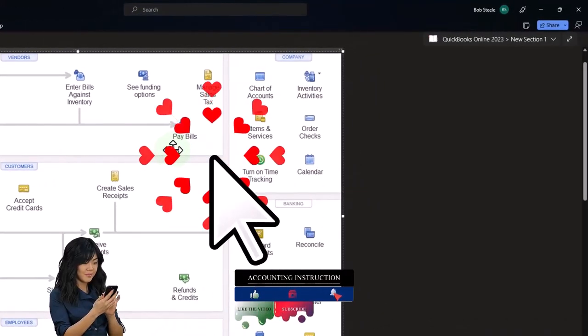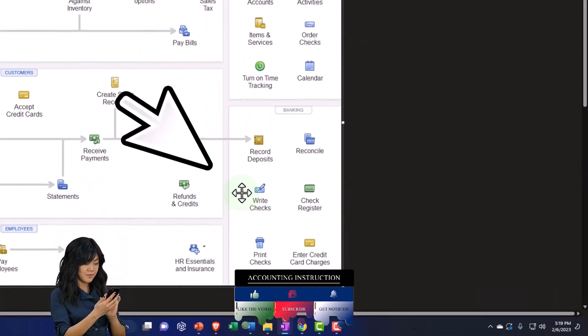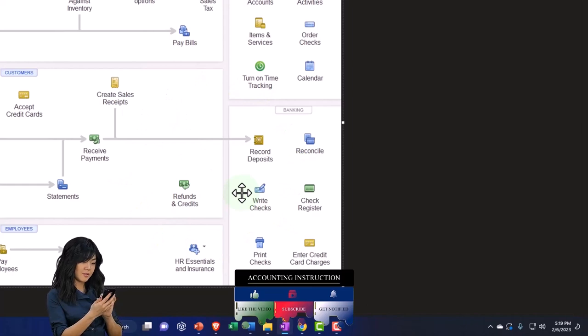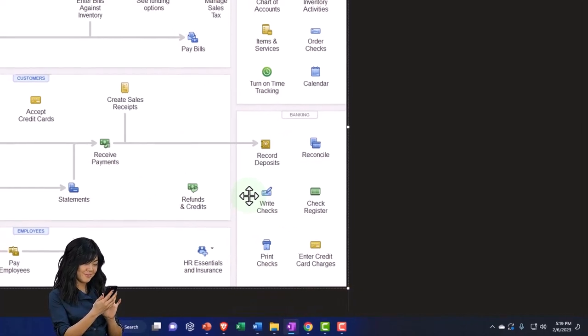So we're doing the easiest thing here. Small businesses often will do this, right? We're gonna just pay the bill electronically, we're gonna try to make everything automatic, and then we're going to record it with the bank feed.